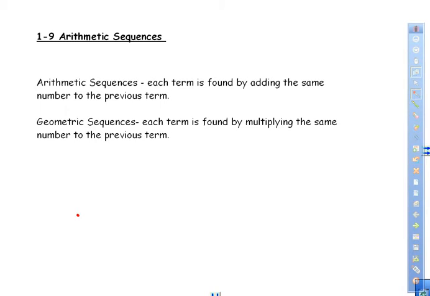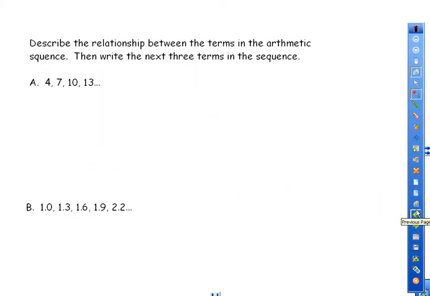All right, now we have arithmetic sequences, which says each term is found by adding the same number to the previous term. And again, arithmetic is dealing with adding. Geometric sequences is when each term is found by multiplying the same number to the previous term. Another word for sequences is patterns, finding those patterns for a list of numbers.